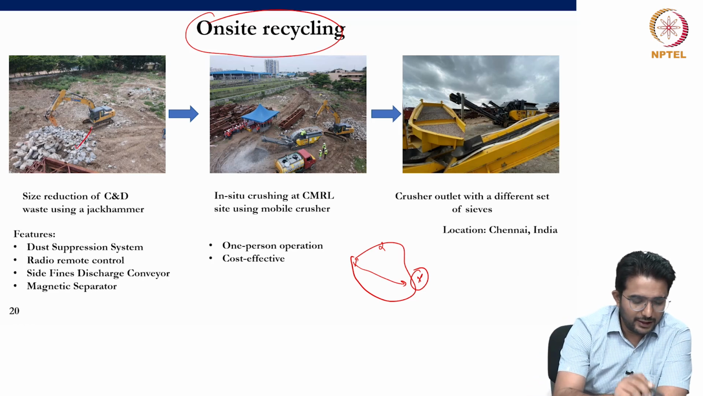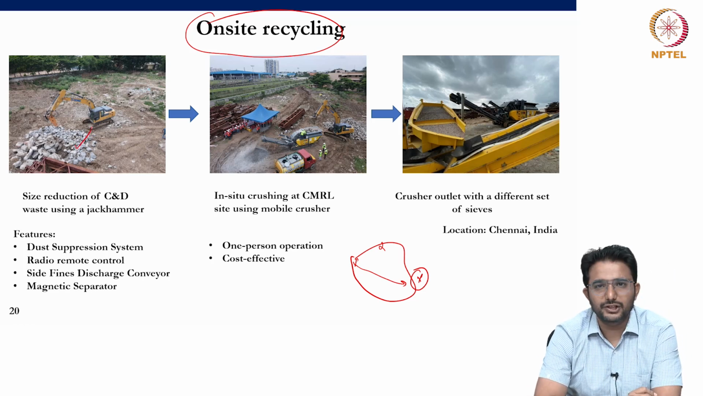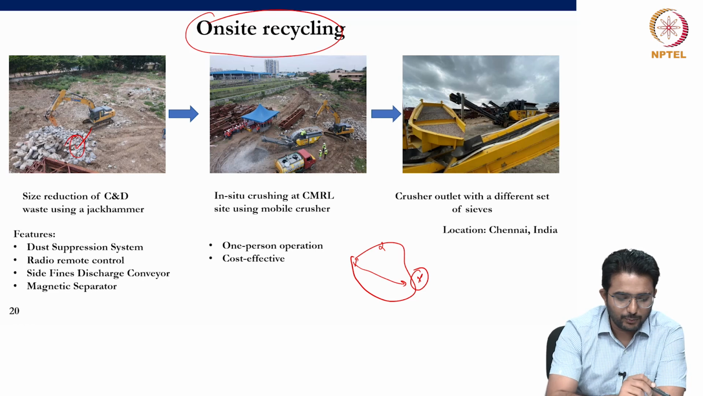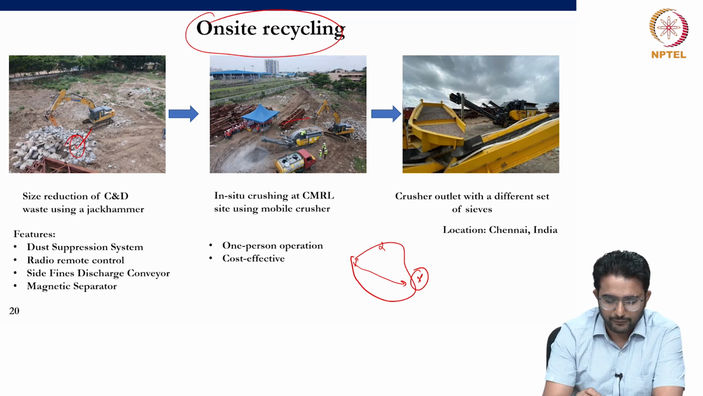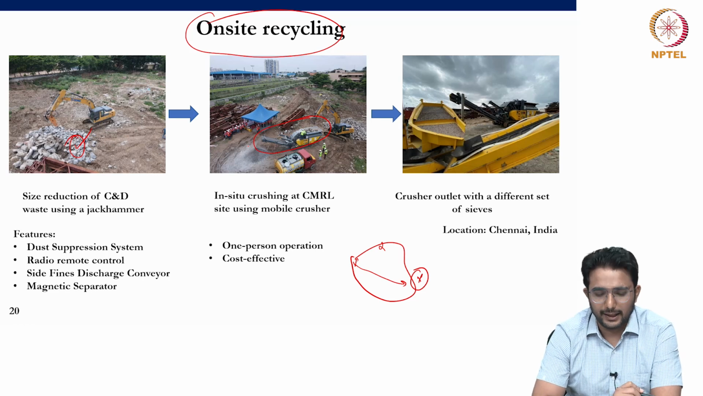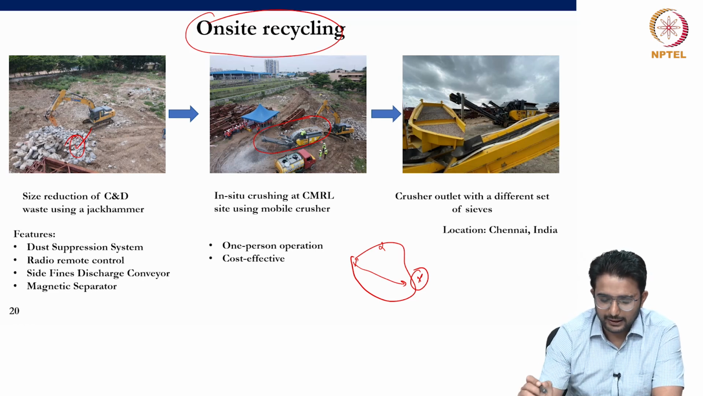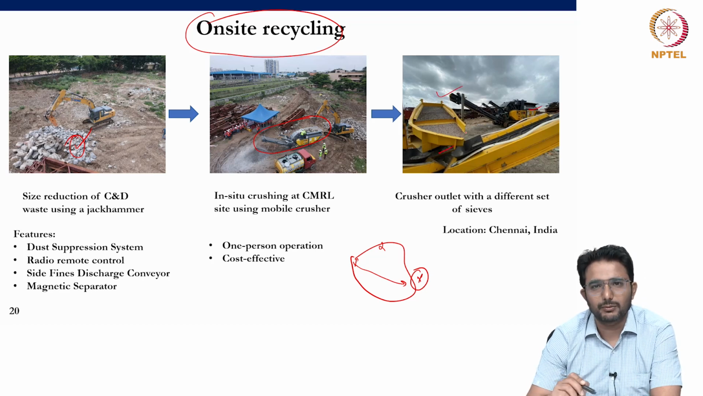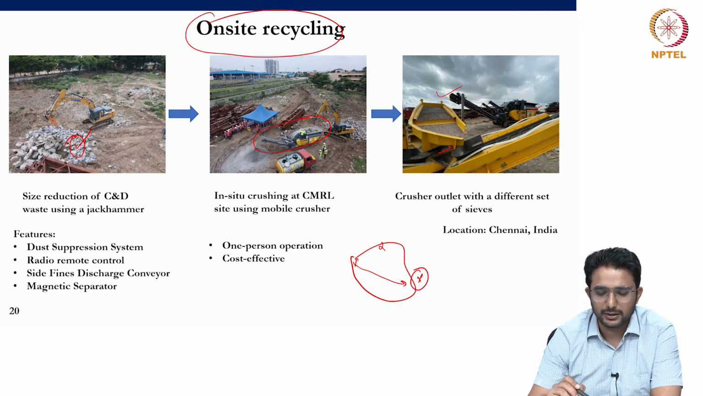So here you can see initially size reduction is done with the help of a jackhammer, and thereafter the small-sized concrete chunks are directly fed into the crushers, thereby getting the aggregates. And the latest machines also have a sorting system, so we can get different sizes of aggregates after crushing the C&D waste.